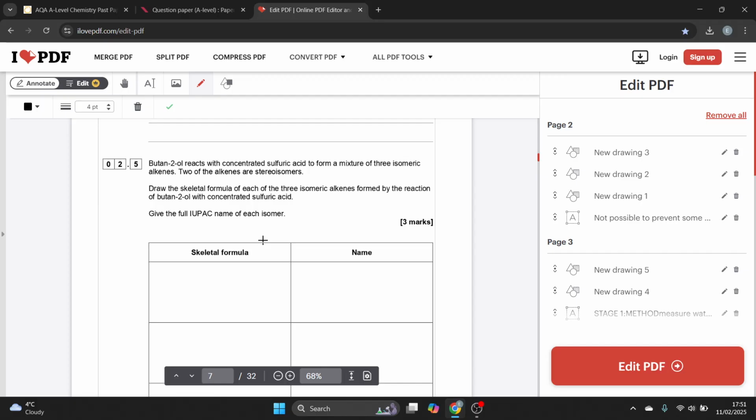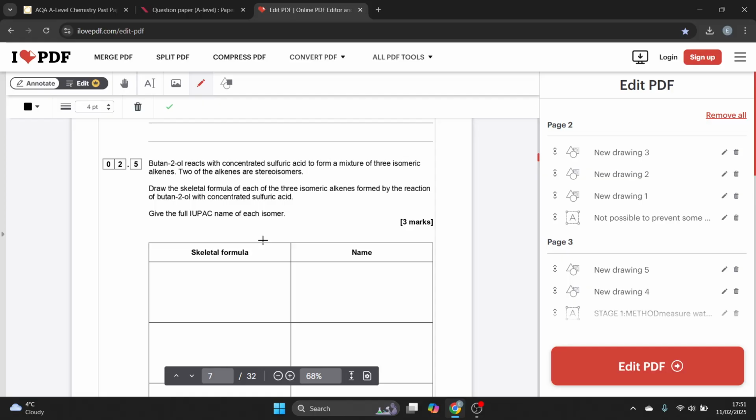Okay, this one says butan-2-ol reacts with concentrated sulfuric acid to form a mixture of three alkenes. Two of the alkenes are stereoisomers. Draw the skeletal formula of each of the three isomeric alkenes formed by the reaction of butan-2-ol with concentrated sulfuric acid. Give the full IUPAC name of each isomer. So first thing I would go through is what mechanism is it between butan-2-ol and concentrated sulfuric acid to form an alkene?